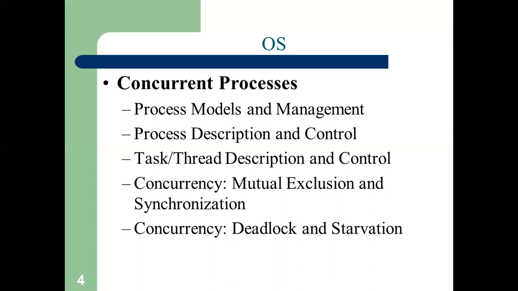And about that thread, under a process, there are various processes which are running, then we can say that the task or the thread description and control. So we will again maintain here the description about those threads or the task, and how will we maintain the control. Another characteristic for the concurrent processes: concurrency, that is the mutual exclusion and the synchronization.